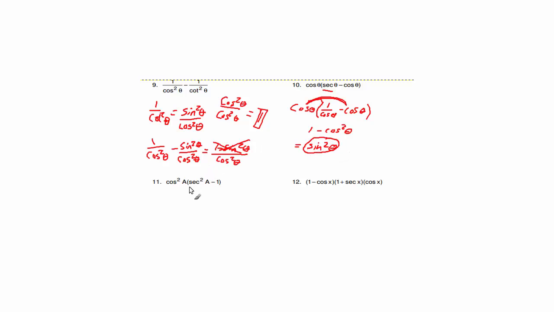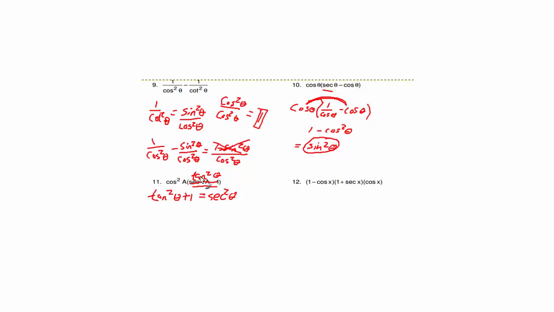Over here, secant squared theta minus 1. Okay, I know an identity that looks like that. We got tangent squared theta plus 1 equals secant squared theta. This is one of your Pythagorean identities. I'm going to rearrange this and say then that secant squared theta minus 1, if I take 1 away from both sides, is the same thing as tangent squared theta. So I'm going to get rid of this part right here and say, hey, that's the same thing as tangent squared theta, because it is.